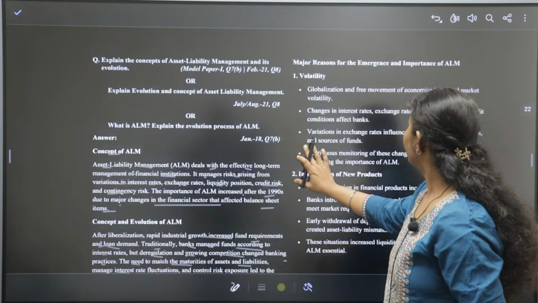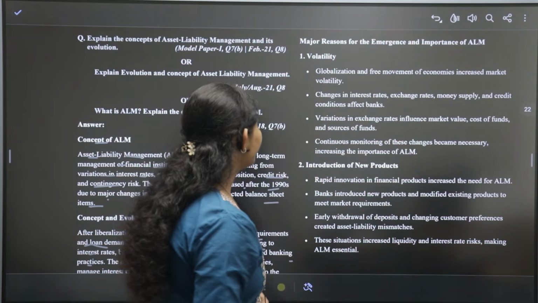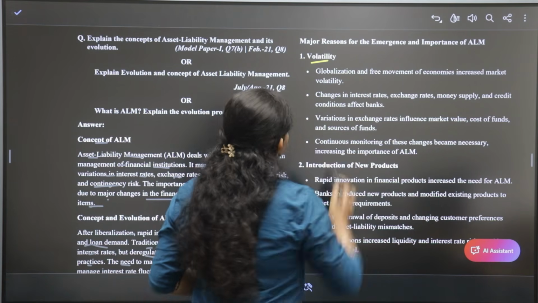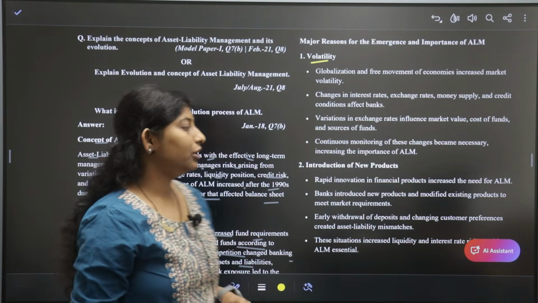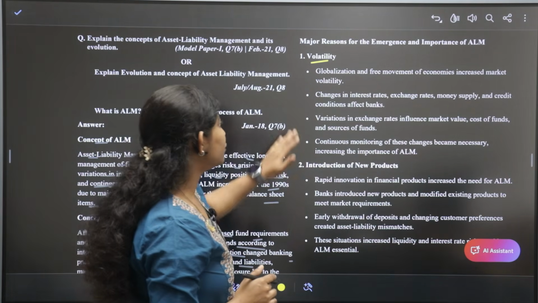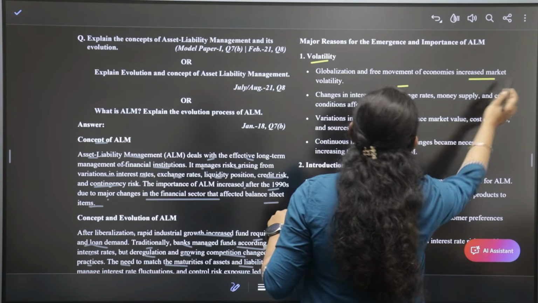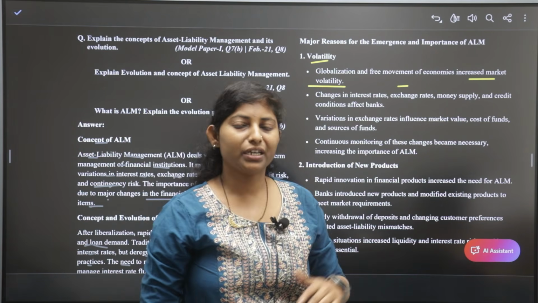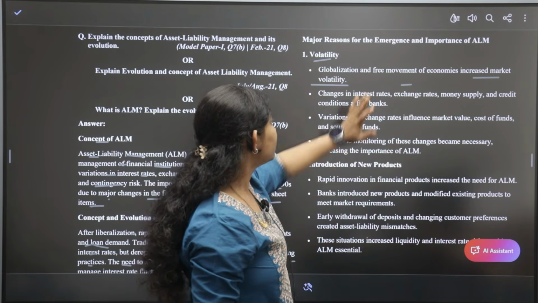Next we discuss the reasons for the emergence and importance of ALM. So the reasons: first is volatility. Volatility is nothing but frequent changes in values. Okay, values of shares or any securities going up and down, we say volatility. Here globalization and free movement of economies increased market volatility. Why are market prices going up and down frequently? Because of the free movement of economies because of this globalization.